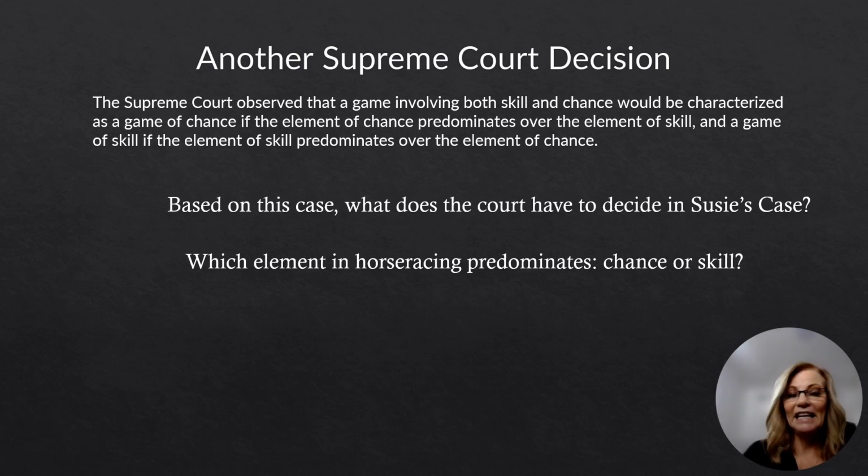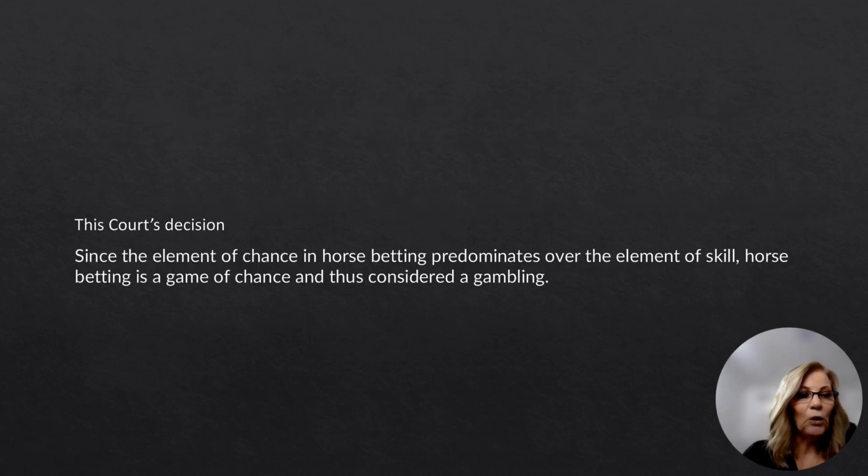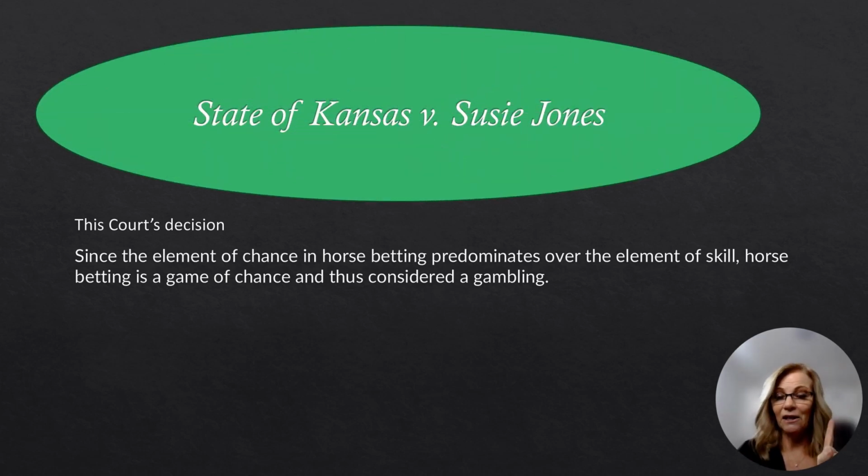So in this case, the court basically has to decide what is more important. And let's say the court comes down and says the element of chance in horse betting predominates over the element of skill. Horse betting is a game of chance then, and it's considered gambling. What does this mean? This means this is our law. From now on, if anybody has a question about whether horse racing is a game or is gambling, you reference State of Kansas versus Susie Jones.